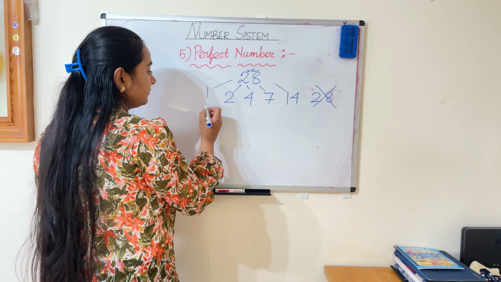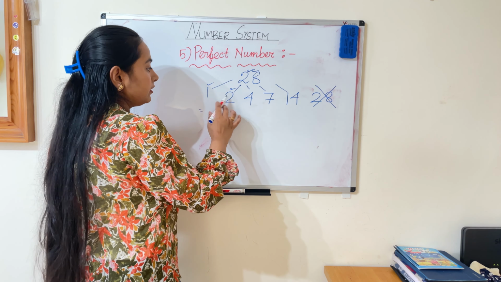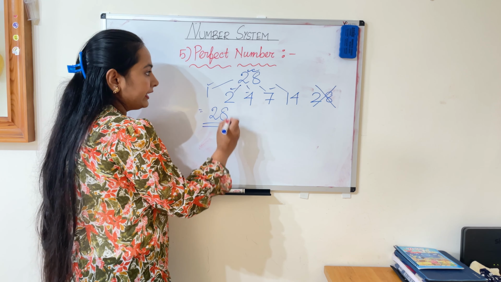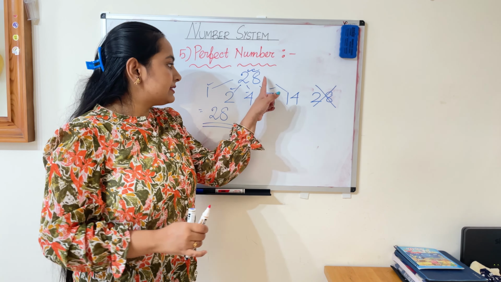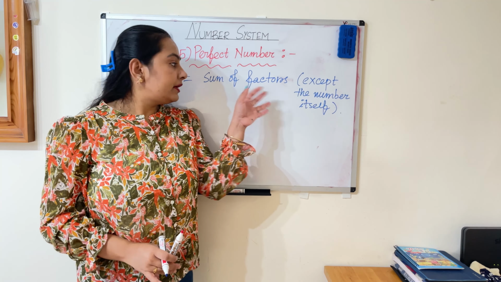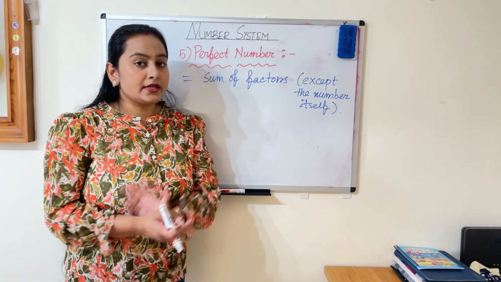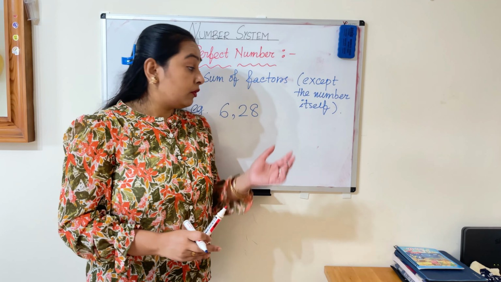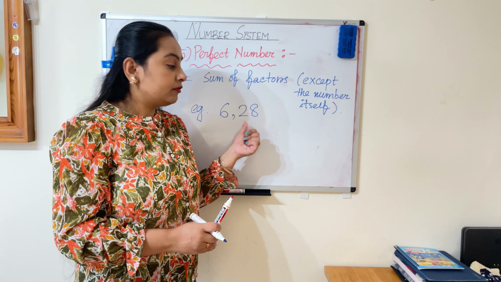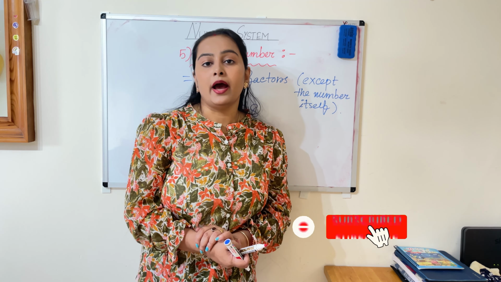Okay, let's add these numbers. 2 plus 1, 3, 3 plus 4, 7, 7 plus 7, 14, 14 plus 14, 28. So see, 28 we are getting over here, and also 28 is here. So 28 is also considered a perfect number. A perfect number equals the sum of all factors except the number itself. Up to 100, only 2 perfect numbers are there. The first one is 6 and the second one is 28. I hope all of you understood up to this portion.